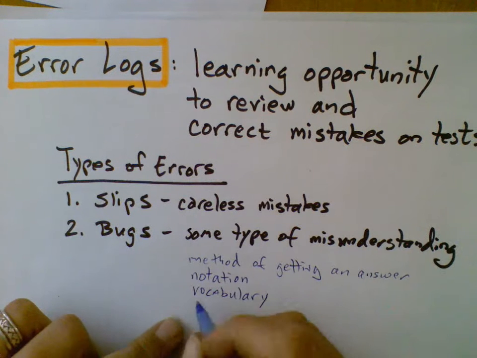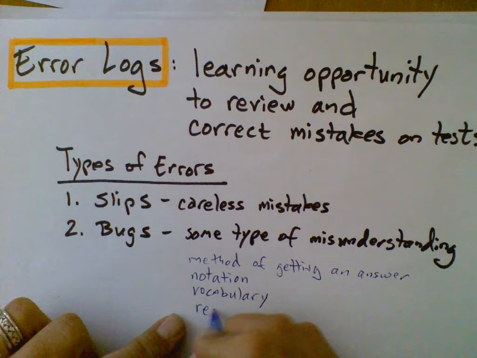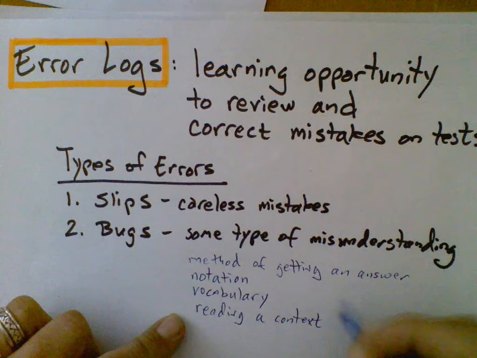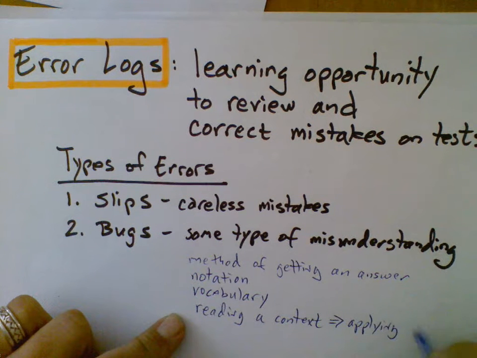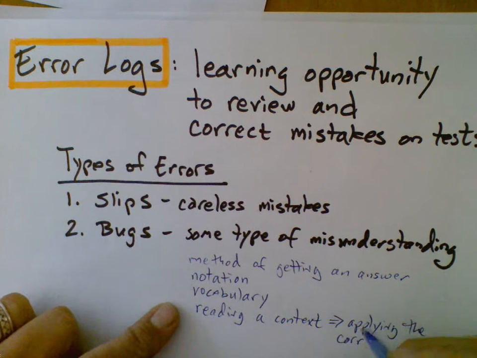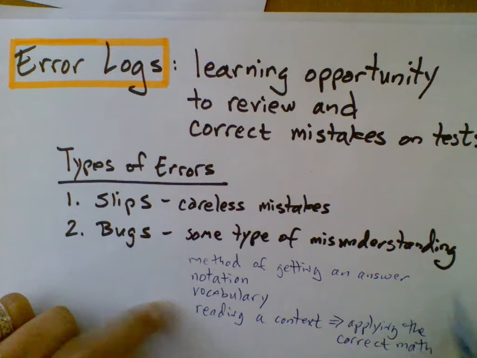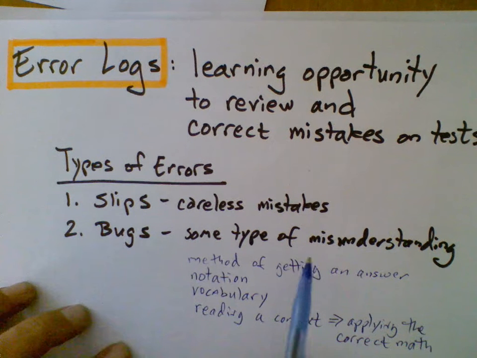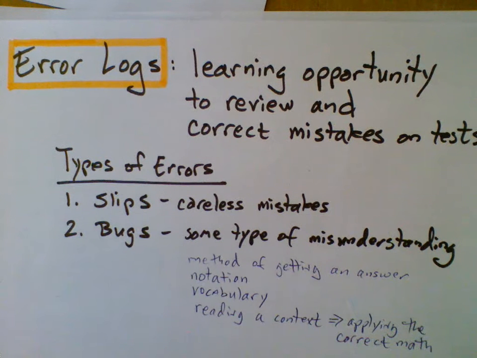Sometimes there are a lot of bugs that come between reading a context and then applying the correct math. This is not a complete list. The point to be made here is that bugs are those kinds of problems where there's some kind of genuine misunderstanding going on, which is different than just making a careless mistake.